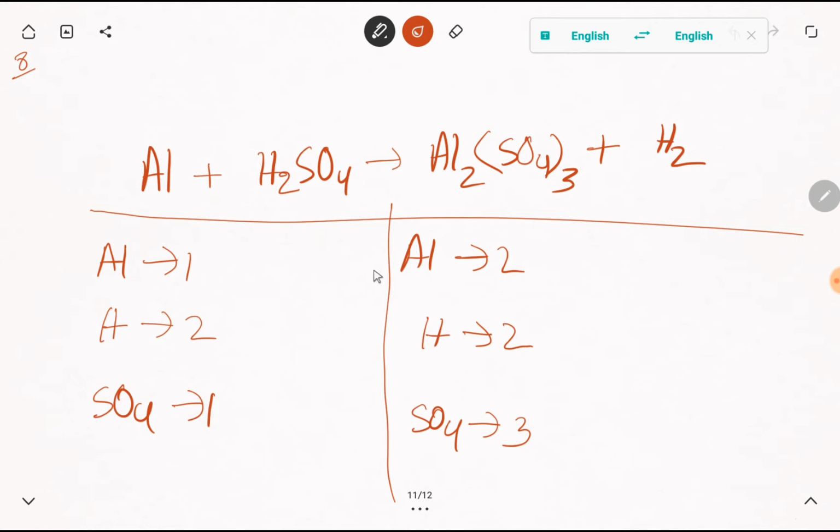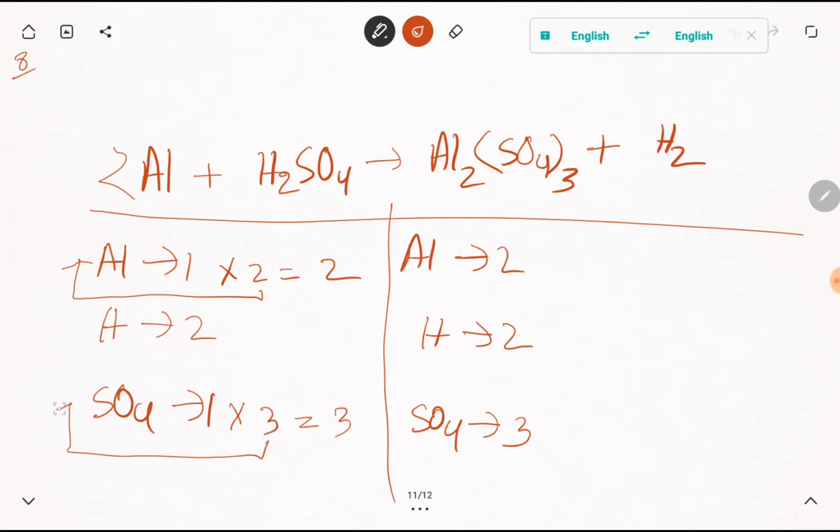So look, aluminium 1 here, 2 here. To balance the aluminium, what can I do? I can multiply here by 2, that gives me 2. This 2 must come before this aluminium, that is here. Then we need to balance sulfate. I can simply multiply here by 3, that gives me 3. This 3 must come before this sulfate, that is here. If I place here 3, the number of hydrogen will be 6. So I need to update the number of hydrogen here.